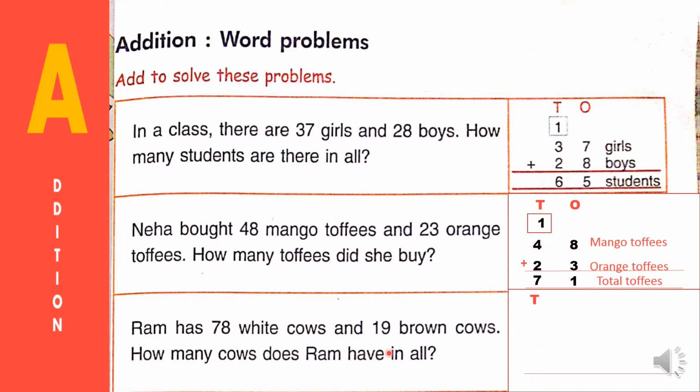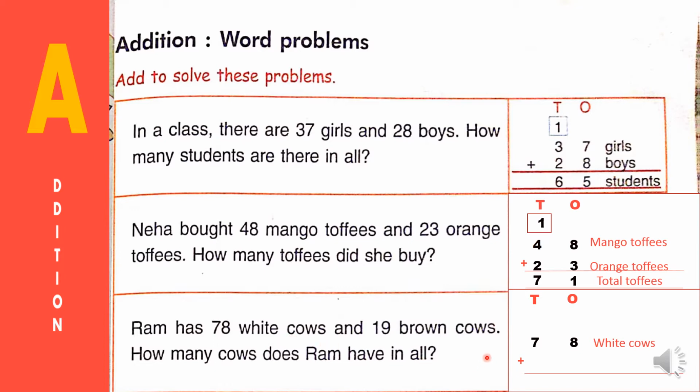First we have to write tens, ones, then we have to write 78. What are the cows, children? White cows. 78 white cows. Next, this is the addition symbol.